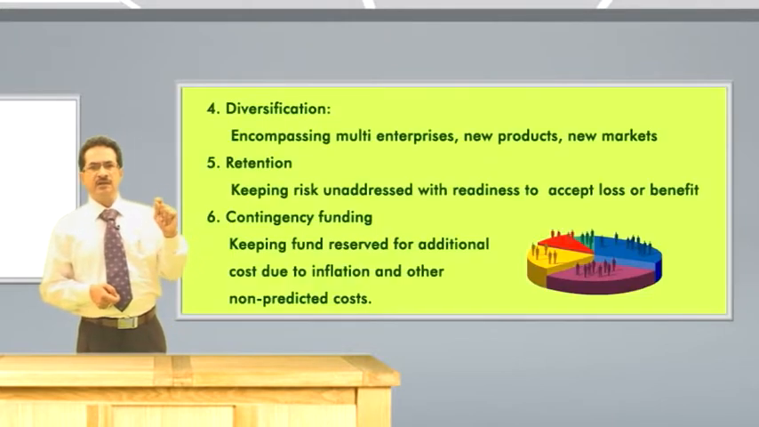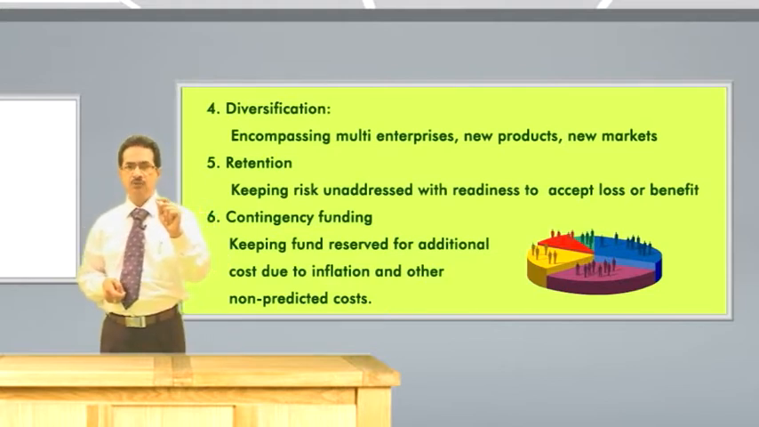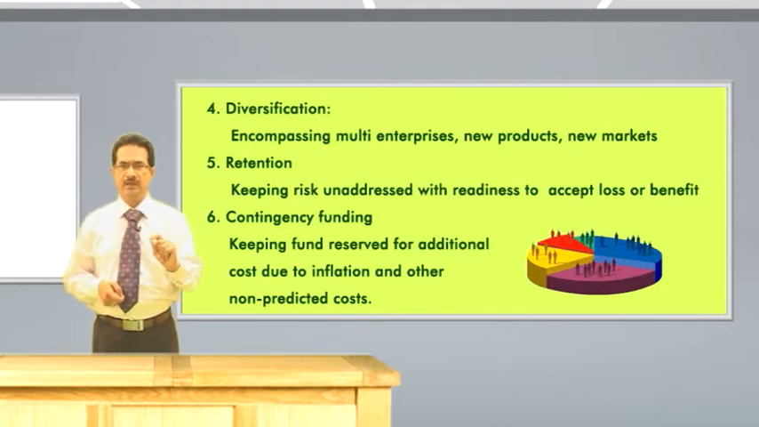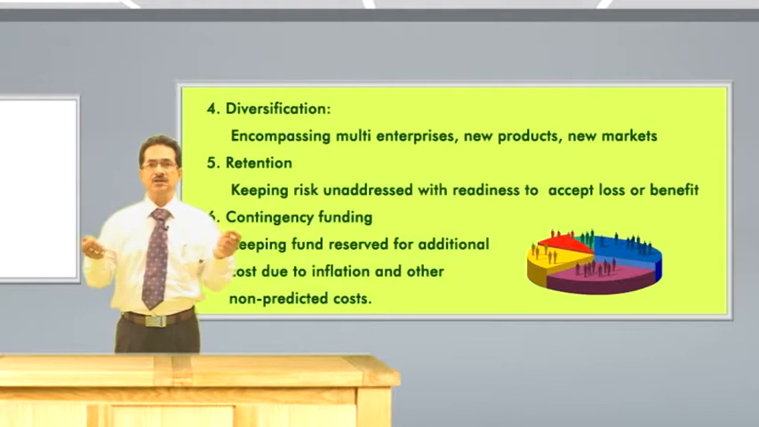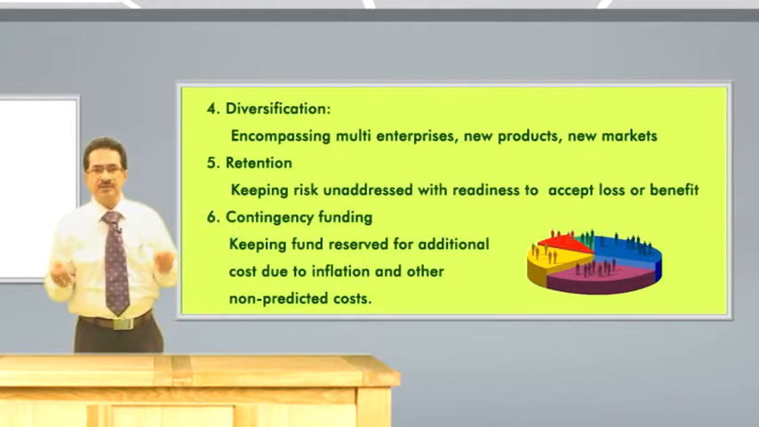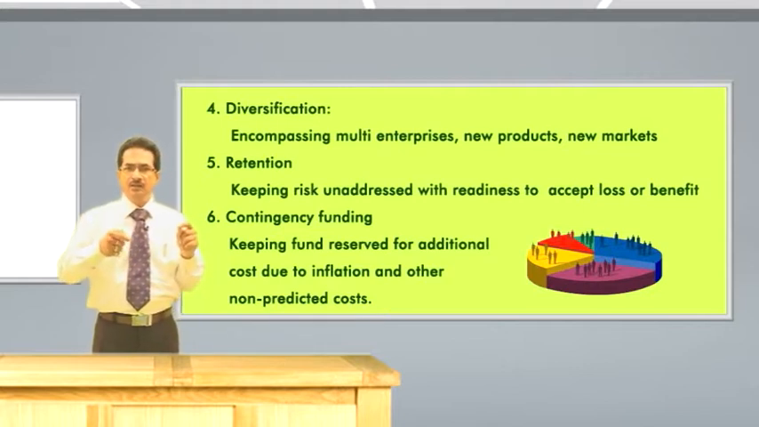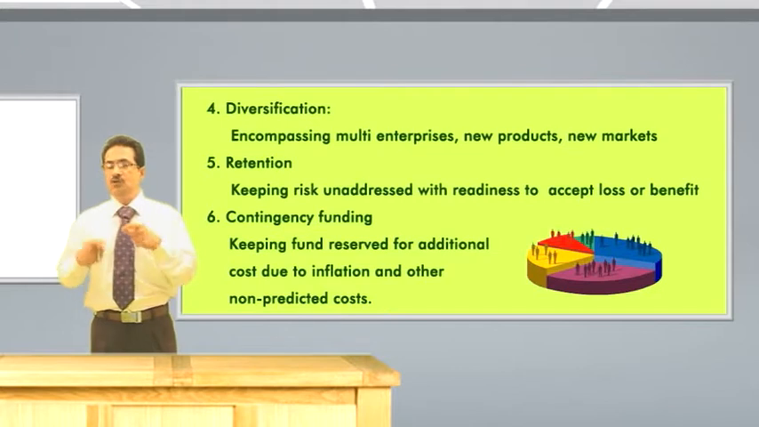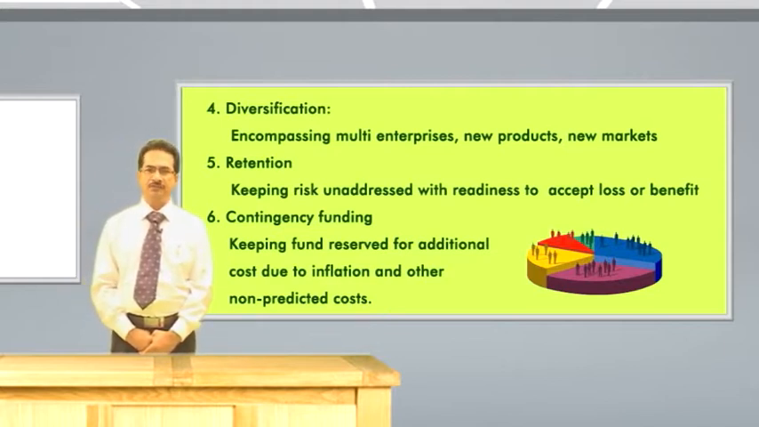Now the fourth method is diversification. This is actually very important and applicable to our agricultural projects. Diversification means encompassing multiple enterprises. It also implies inclusion of new products, new markets. Now the fifth method is retention, keeping risks unaddressed with readiness to accept loss or benefit.